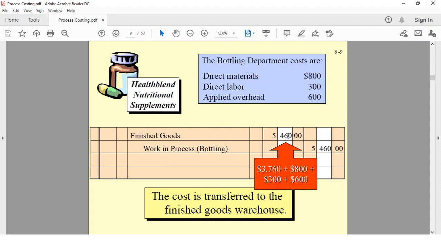Now, in bottling, you add again the cost from your encapsulating plus the cost incurred in that department. So you arrive at 5,460, which is considered as your finished goods, so that the cost is transferred to the finished goods warehouse. So that is the concept of your process costing.